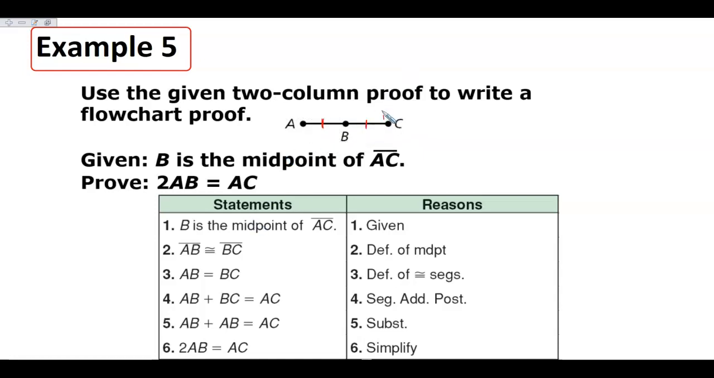So if I have a midpoint, I know my segments are congruent. That's what my definition of a midpoint is. What tells me this? This one word right here tells me this is true.